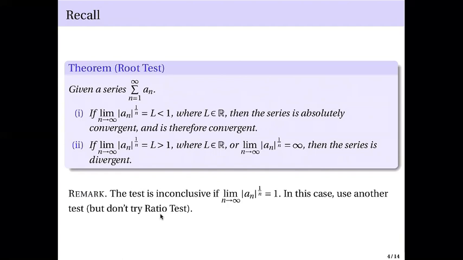So now let us proceed with our examples. Our goal is to determine whether the given series is convergent or divergent. And if it is convergent, we will determine whether the convergence is absolute or conditional. So let's start.